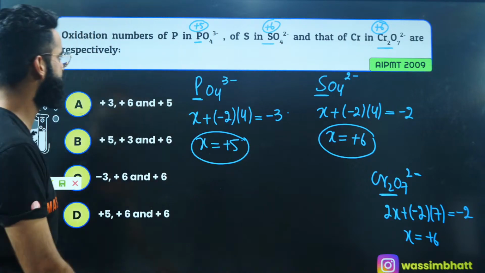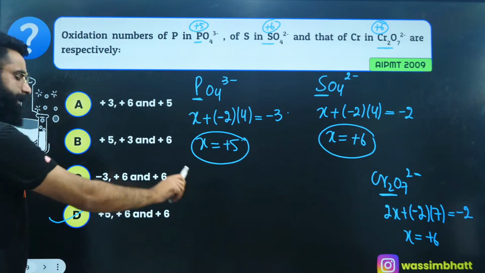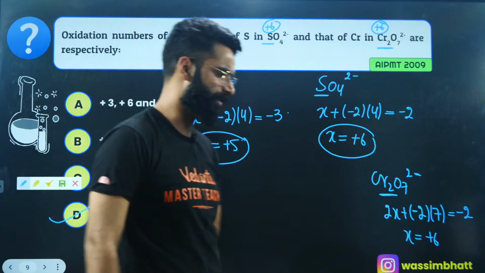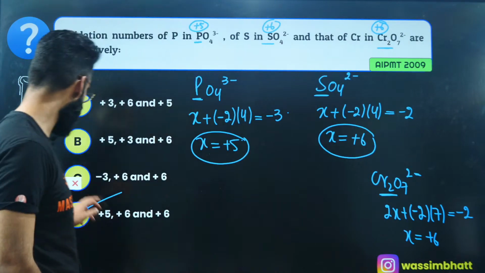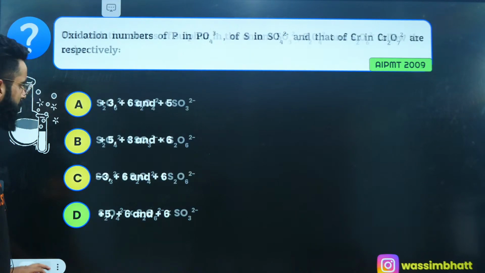So what is going to be the correct answer of this question? +5, +6, +6. So absolutely you all were perfectly right. It's going to be option D, which is the correct answer of this question, right? Perfectly done, guys. Moving on to one more.